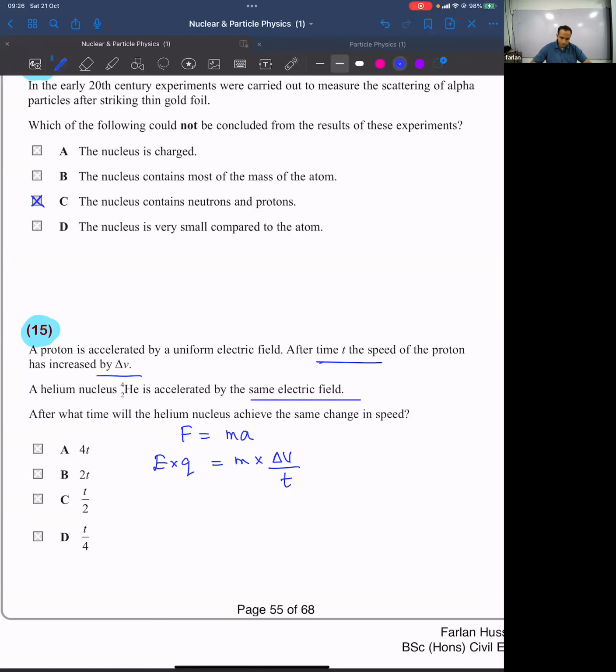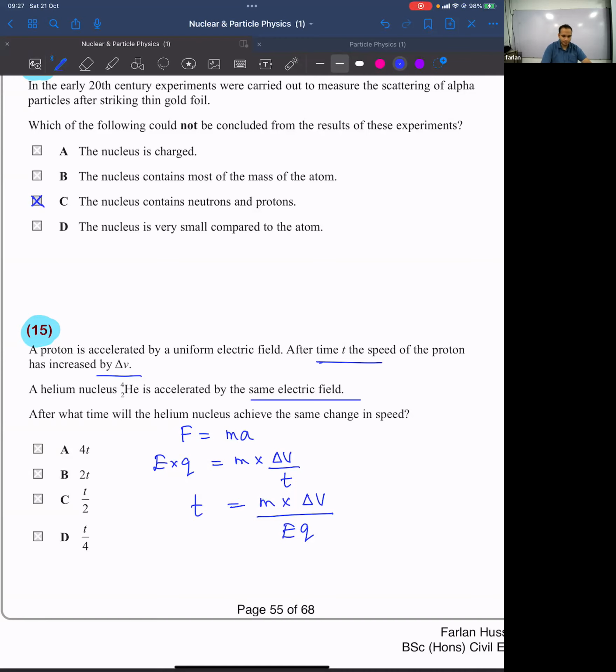EQ equals M into delta V over T. A proton is accelerated by a uniform electric field after time t. So if I make t the subject, t is equal to m into delta v over EQ. This is the time taken to accelerate, the time taken to change the speed by delta v.